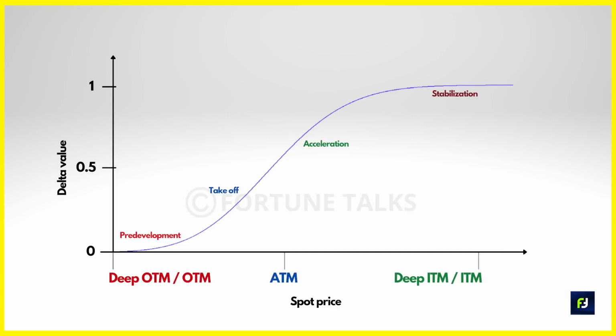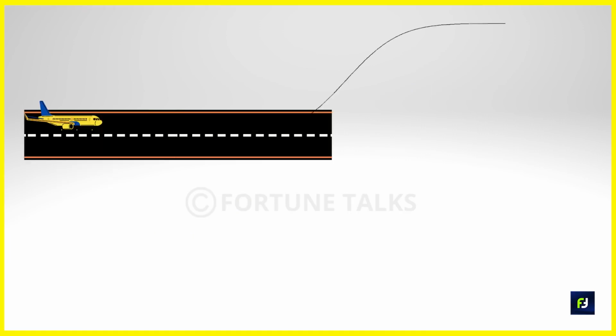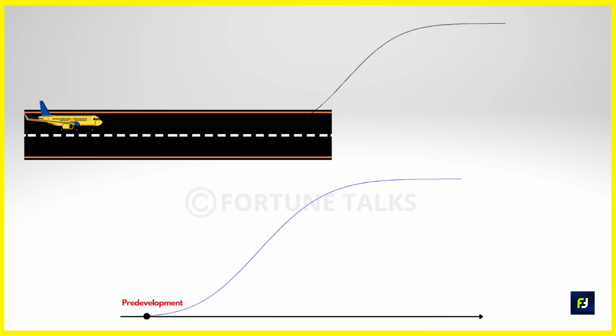Now the concept is same for both types of option contracts, so we will discuss it based on call options. Now there are 4 delta stages in the graph: pre-development, takeoff, acceleration and stabilization. Now let us look into each one of them. Trust me, this is easier than you expect, so stay with me on this. Before we move ahead with the discussion, let me give you an example. Think of this curve as the different stages of a flight. At first, the airplane engine is turned on and it is on one side of the runway preparing for takeoff. But as of now, there is no visible movement. This is similar to the pre-development phase of delta.